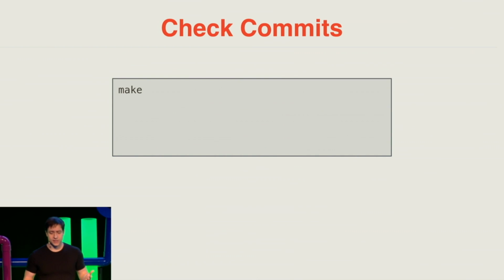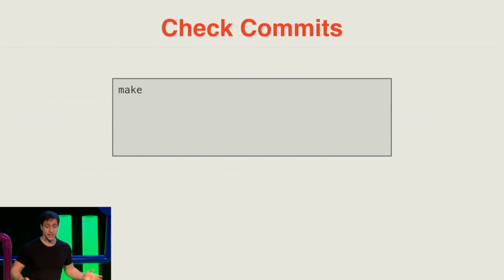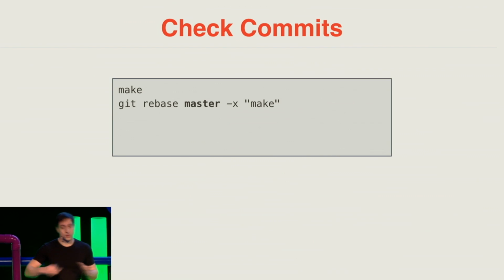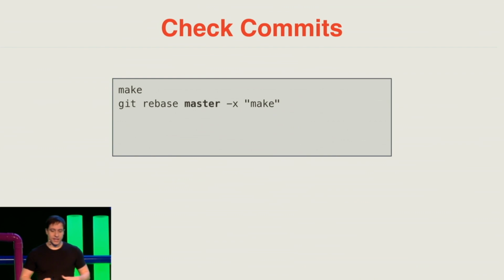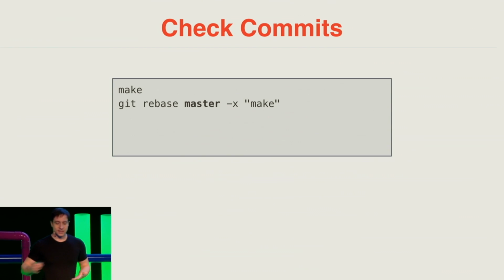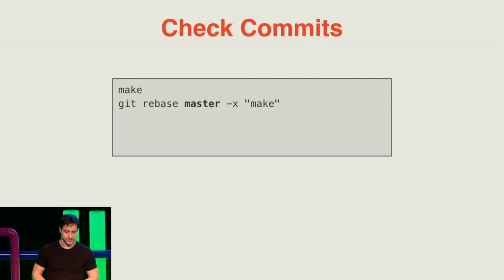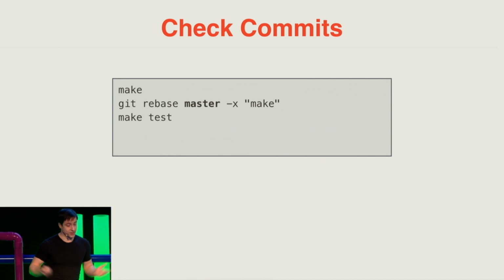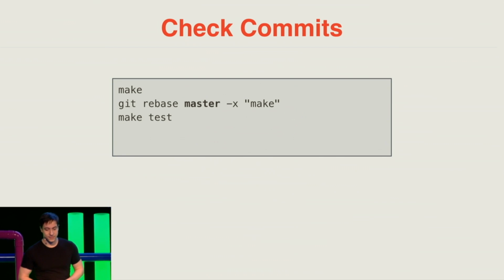And the most obvious thing to do is, of course, you would build Git. And you should make sure Git builds clean on your machine. If you have a number of commits, that's called a Git series, then you should also make sure that each individual commit builds clean. And you can do that with the git rebase command that I've shown here. And then, of course, you need to run the tests and make sure all the tests pass.